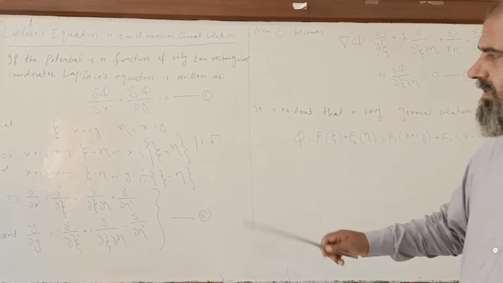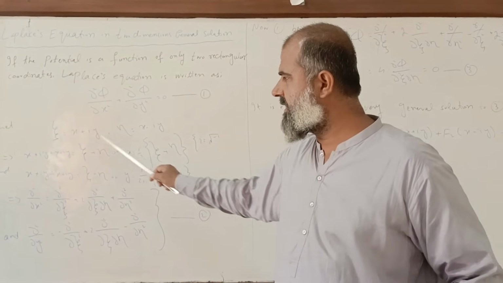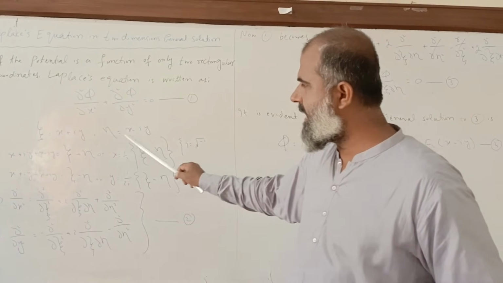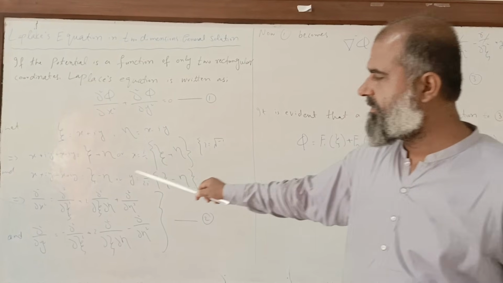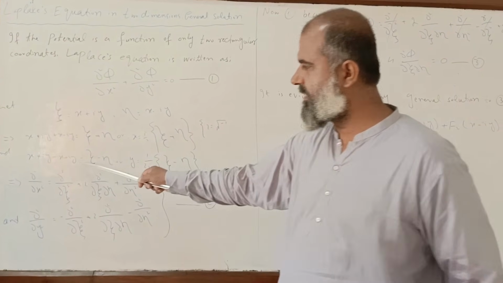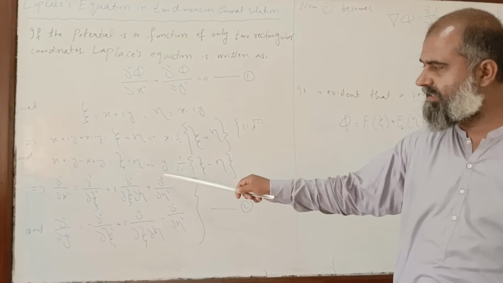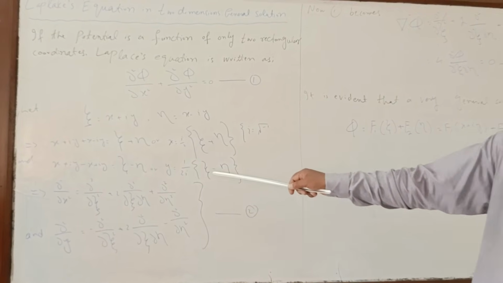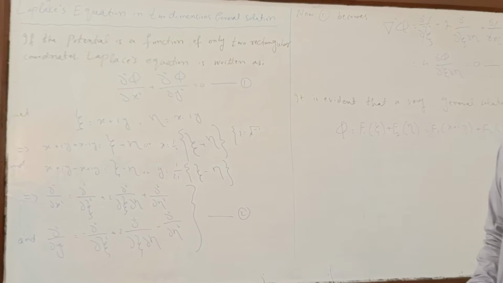In a similar way, we subtract these two terms: x plus iota y minus x minus iota y. The signs will be changed, and we get zeta minus eta, so y will be equal to 1 by 2 iota times zeta minus eta.